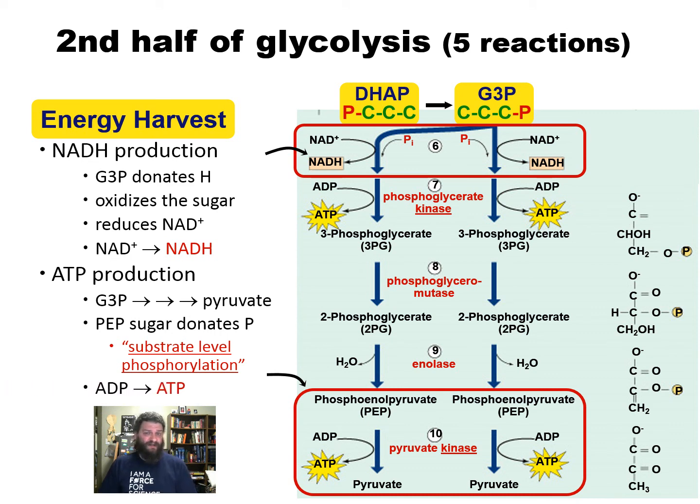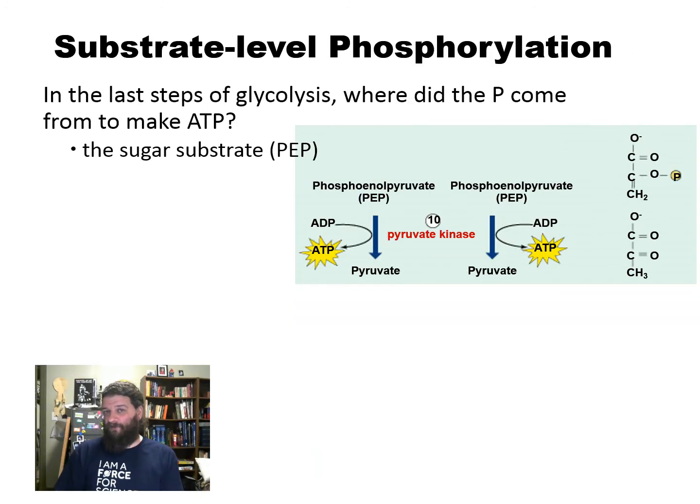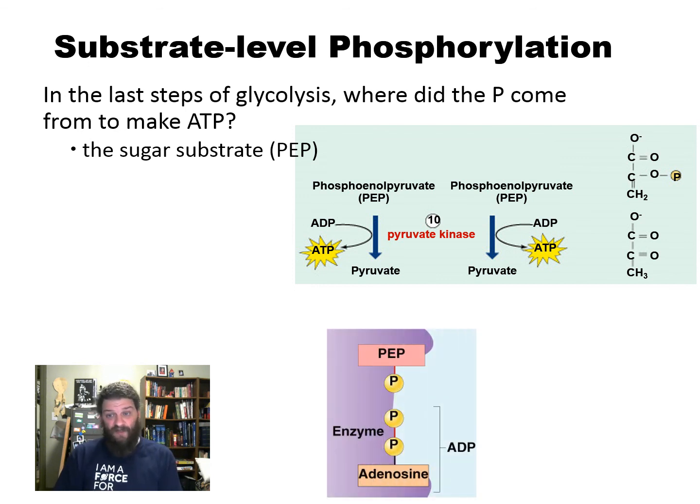But the long and the short here is that from ADP molecules, we're going to make some ATP molecules, and that is the goal. To get a little bit more specific here with substrate level phosphorylation, it is pretty cool. Here in the last steps of glycolysis, the important thing with substrate level phosphorylation is to recognize where the P comes from. In this case, the P is coming from the substrate itself, phosphoenolpyruvate.